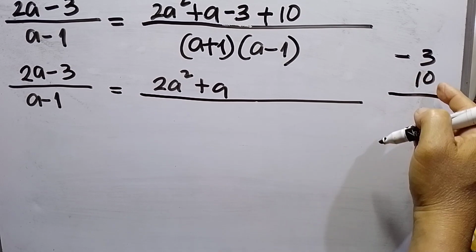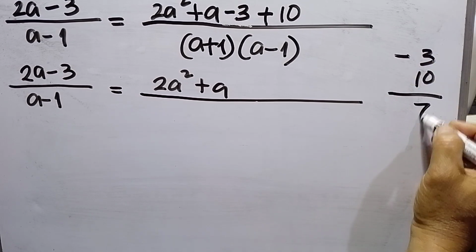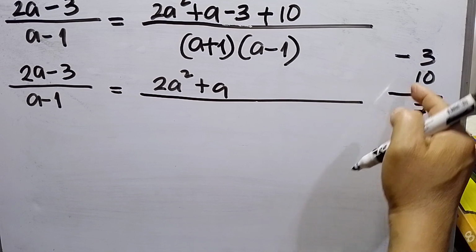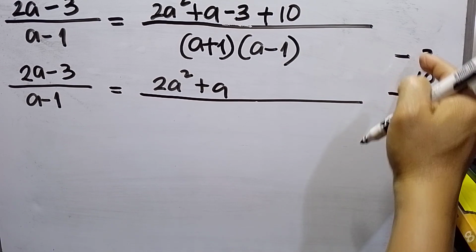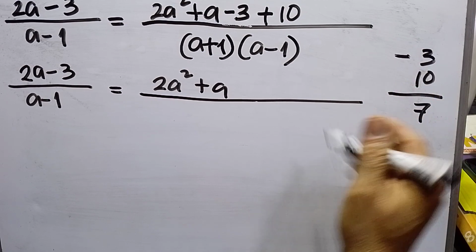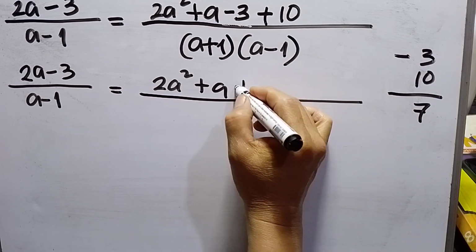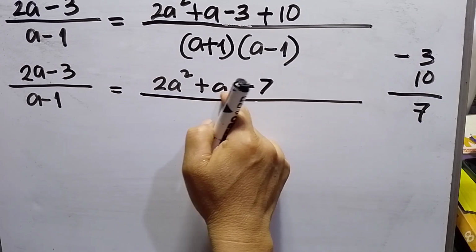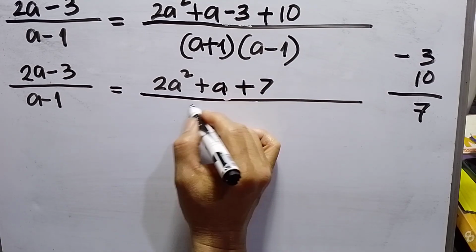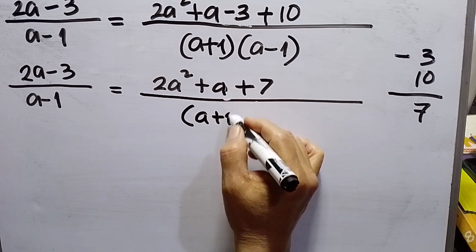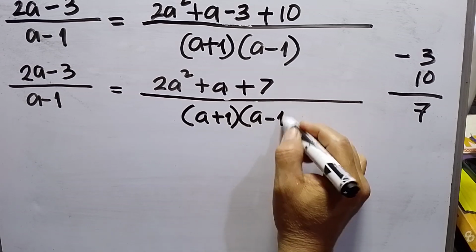So, unlike signs, so this will be subtraction. 10 minus 3 is 7. Then what's the sign? The sign must be positive because 10 is greater than 3 and 10 has a positive sign. So, therefore, this is plus 7. This is a. Then just copy the denominator, (a + 1) times (a − 1).